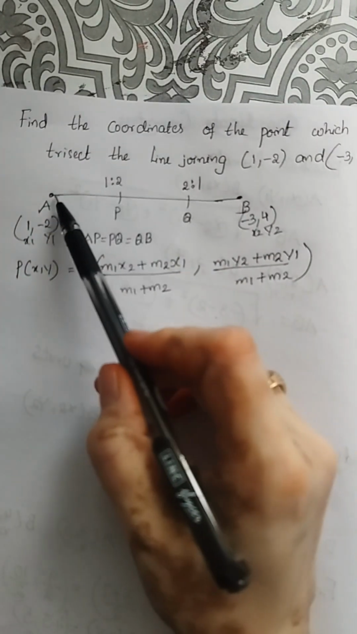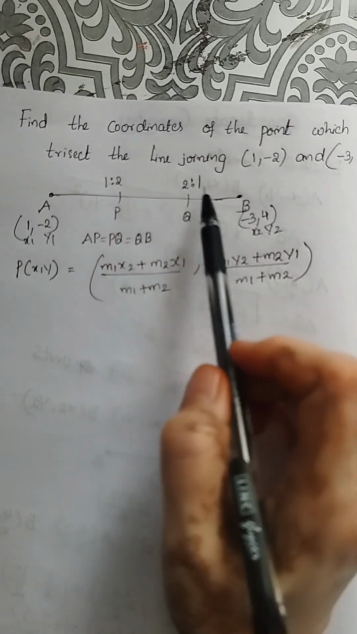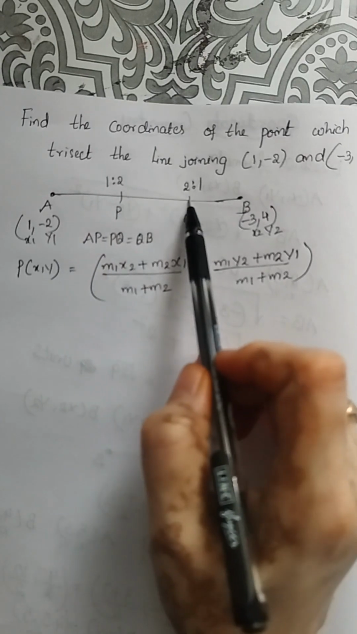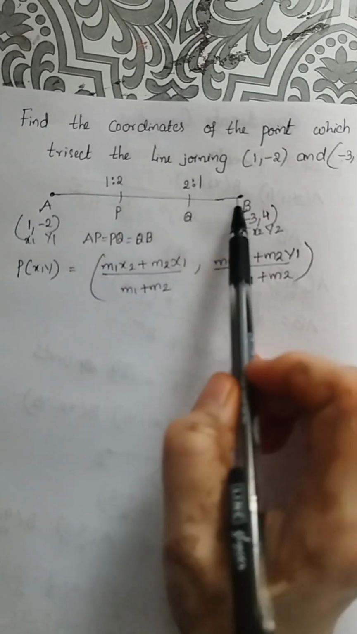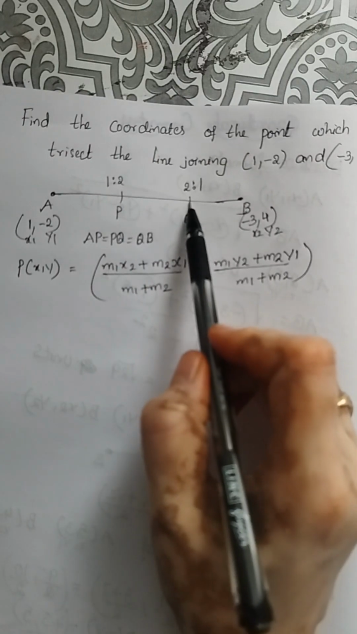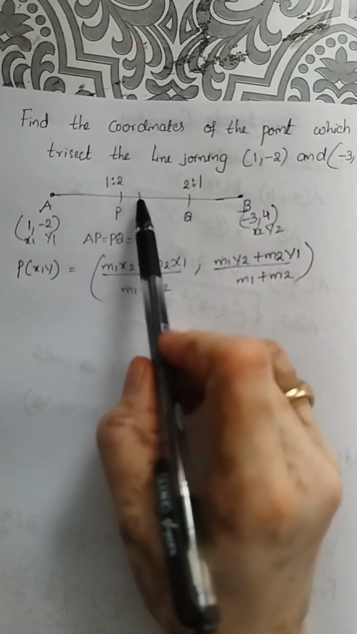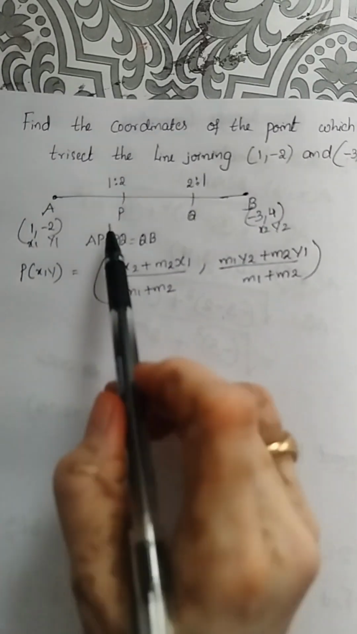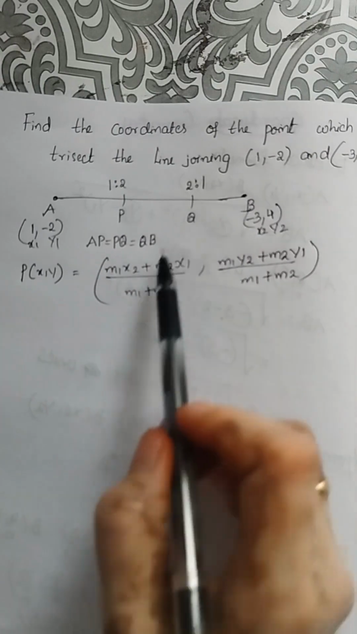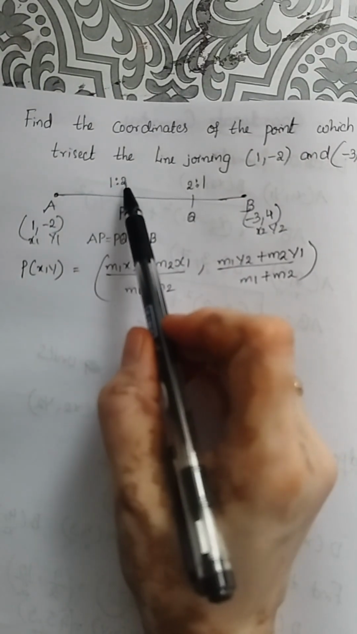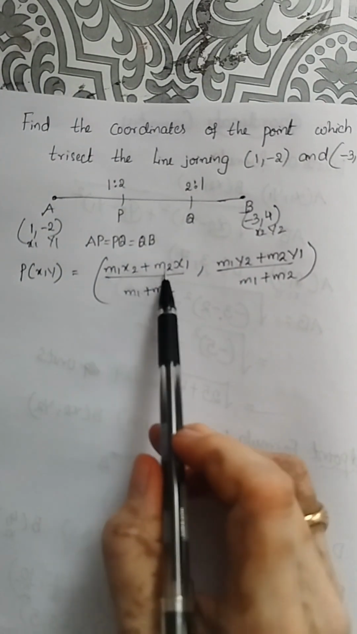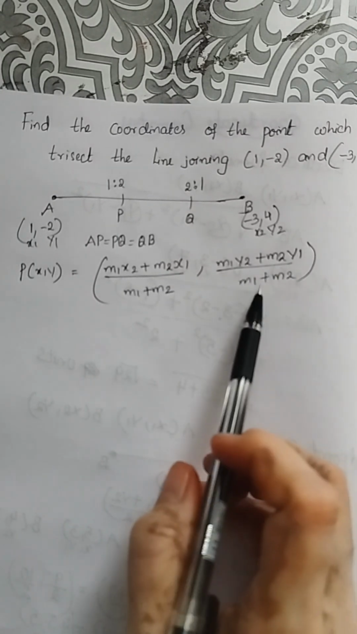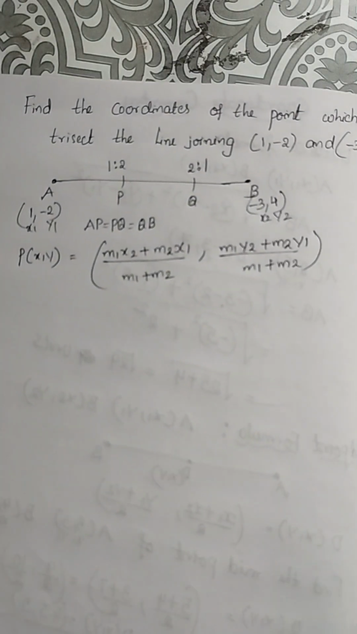Okay, so here observe for point P, what is the ratio? P divides this line segment AB, this is one part and this is two parts. So P divides AB in 1:2 ratio. Next Q divides AB in 2:1 ratio. So we are going to find the coordinates of P and Q using the section formula. This is the M1:M2 ratio: (M1x2 plus M2x1) by (M1 plus M2) and (M1y2 plus M2y1) by (M1 plus M2). Okay, this is the section formula.